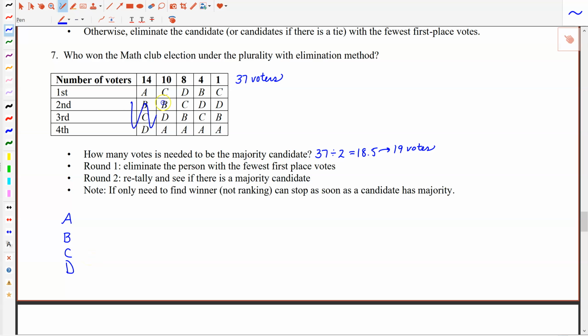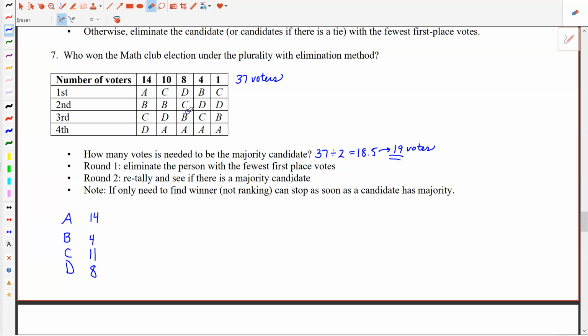So if you remember, we crossed out the rest of this table. We said we're just going to look at first place. A had 14 first place votes, B had 4, C had 10 here and 1 here, or 11 total, and D had the 8. Now at that point in time when we did the plurality method, we said A would be the winner. But notice A does not have a majority.